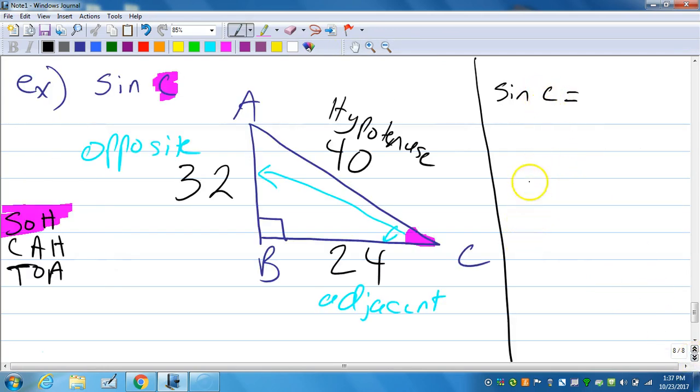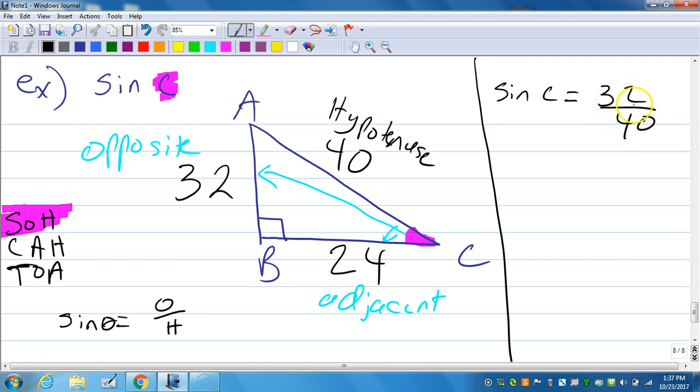So sin is O over H. Right? O means opposite. The opposite is 32. So 32 divided by the H, which is the hypotenuse. Here's my hypotenuse. This is 40.